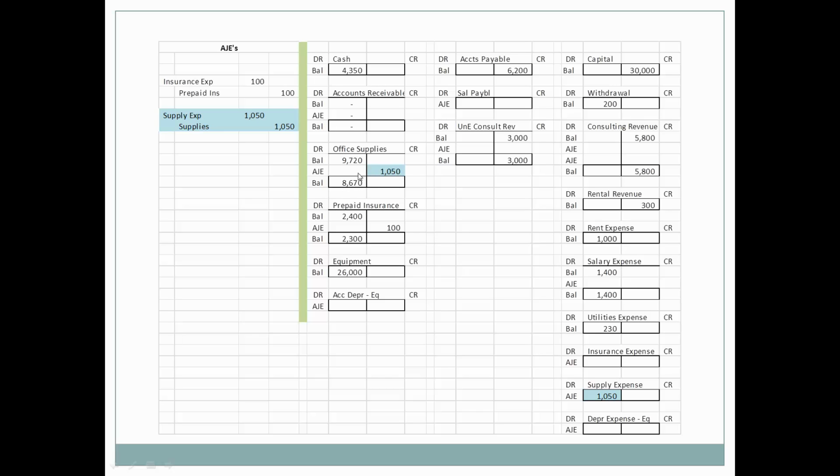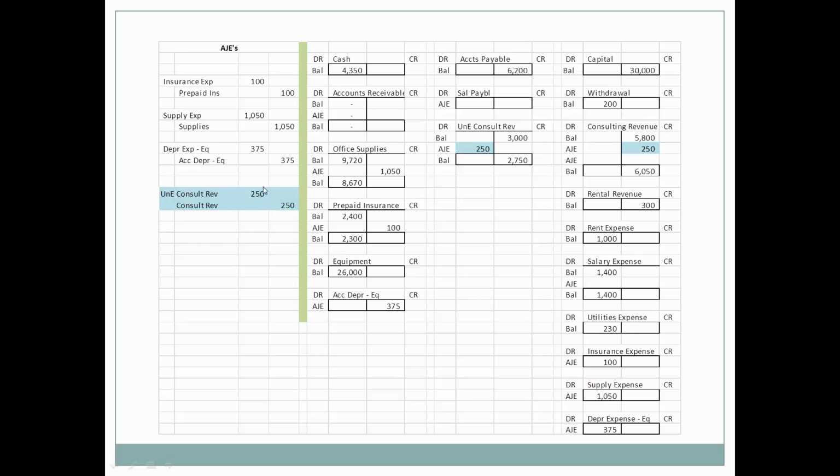And remember when we counted the office supplies that were still on hand, it was $8,670. So it makes sense that this account now has a balance of $8,670. Next, let's look at depreciation expense. We know that it's increased by $375, and here's our accumulated depreciation account. Again, contra assets, so it's going to be credit-based because all of our assets are debit-based. So $375 for accumulated depreciation.